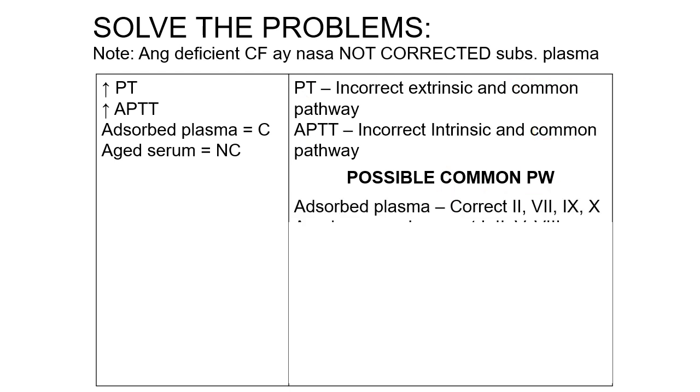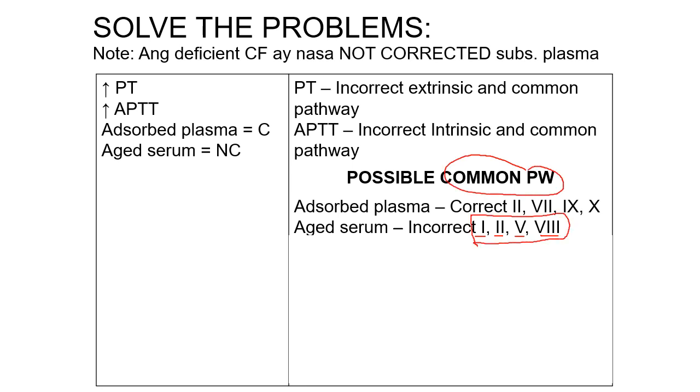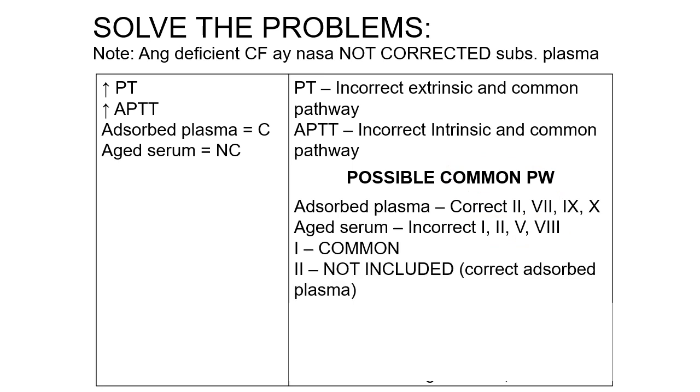Next, sa adsorbed plasma naman, corrected, right? So, correct ang levels of your 2, 7, 9, and 10. Sa H serum naman, incorrect si 1, 2, 5, and 8. Pero ang focus natin is common pathway. Alin dito ang common pathway? 1 is common. 2, not included. Bakit not included? Dahil nga doon sa adsorbed plasma, corrected na si 2. So, tatanggalin na natin yung possibility na ito ang deficient.